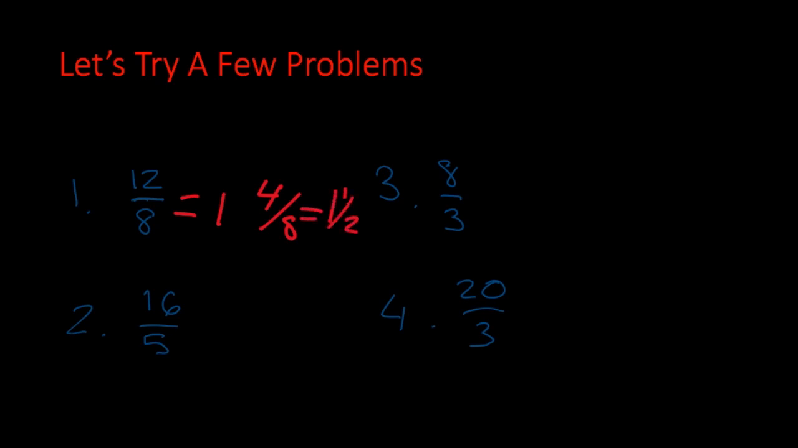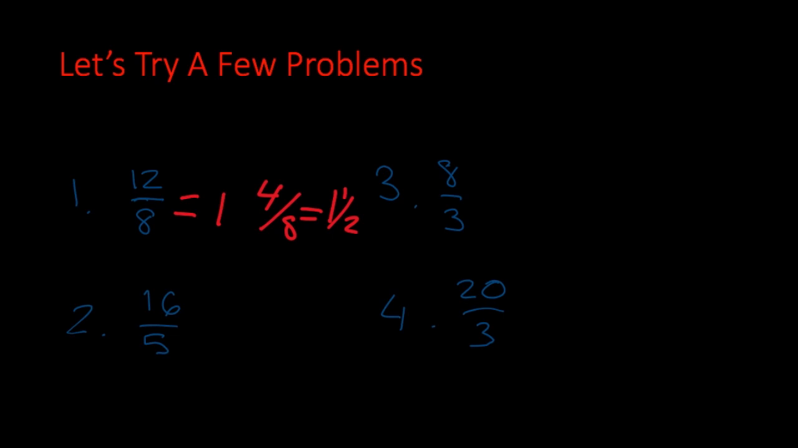1 1/2. Now, if you don't get that, all I did here was, okay, 8 can go into 12 one time with the remainder of 4, because 8 plus 4 equals 12. So we have a remainder of 4 over 8, because the denominator stays the same, and I just simplified 4/8 to 1/2. So that's basically what we did here. Now let's do it on the next problem.